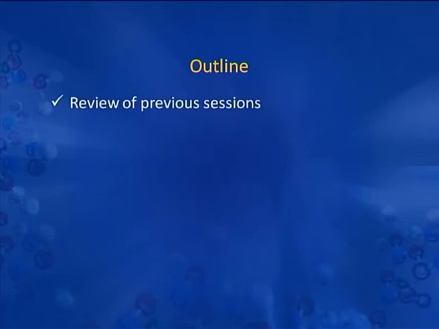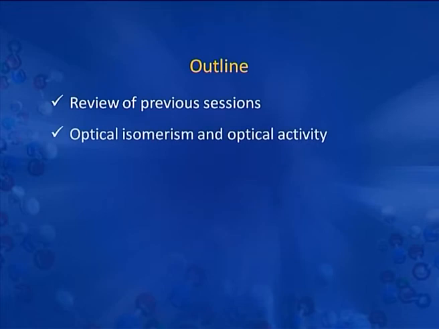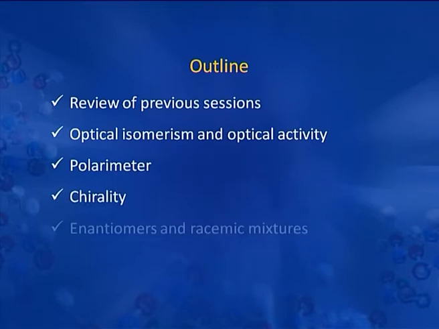In today's session, first we will review what we had discussed in our previous sessions. Then we shall move on to another type of stereoisomerism, that is optical isomerism, and we will talk about optical activity. Then we shall talk about the instrument called polarimeter that is used to measure the optical activity. We shall talk about chirality, enantiomers and racemic mixtures, and finally we will summarize our today's work.